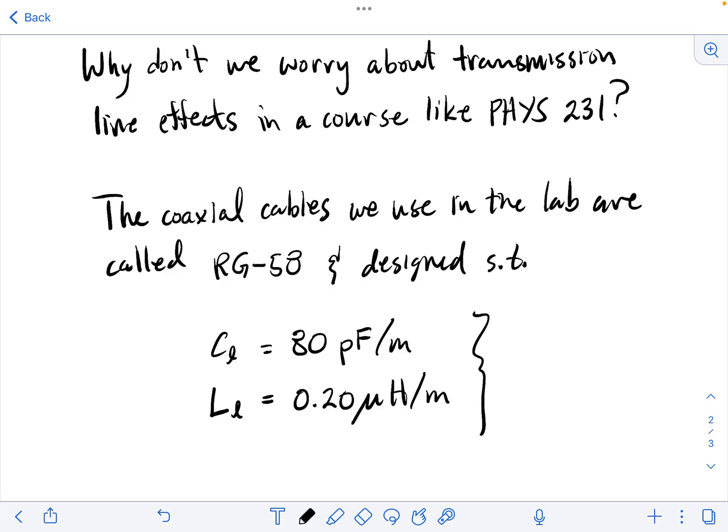So if you were to go and then calculate the characteristic impedance of such a cable, it would be the square root of the ratio of the inductance to capacitance. And if you put in these numbers, that would come out to be about 50 ohms.